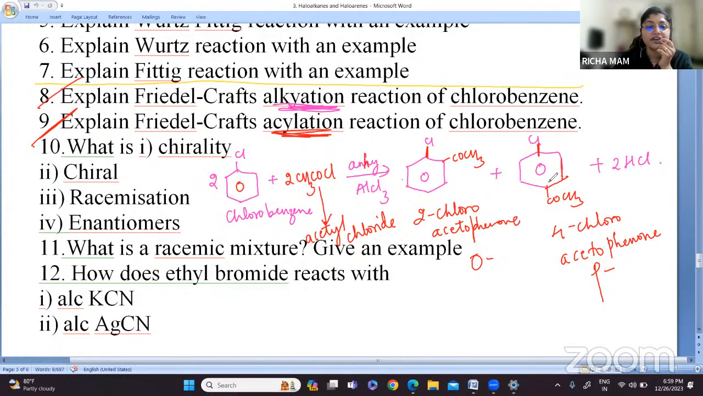So Friedel-Crafts alkylation is one question and Friedel-Crafts acylation is another question. Understood? Are these two questions clear? Okay, fine. So moving further, next questions.